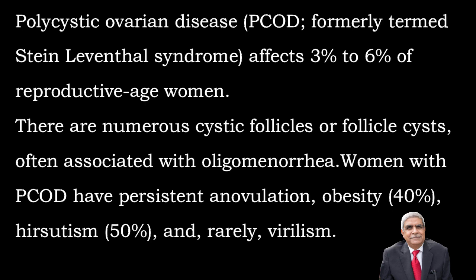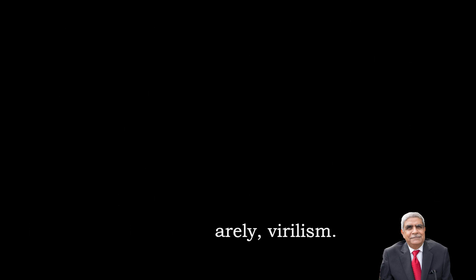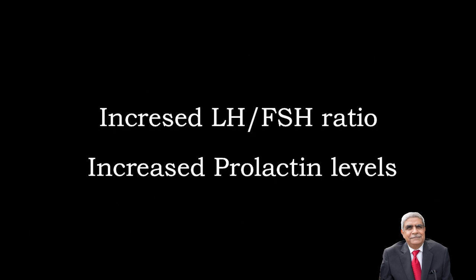They are obese. Hirsutism is seen in 50% of the cases. Rarely virilism is seen, and it's an important cause of infertility. Most of the females show an increased LH-FSH ratio, and in few cases there is an increased level of prolactin.